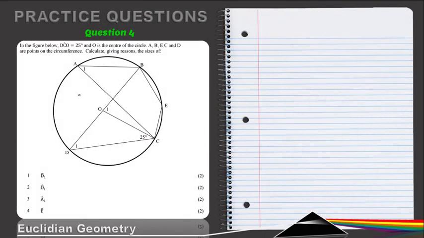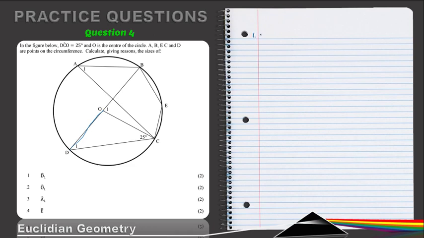So for question 4, in the figure below, DCO is 25 and O is the center of the circle. A, B, E, C, and D are points on the circumference. Calculate, giving reasons, the sizes of. So we start with D1. Now D1, if we look at this triangle, we see this is the center. So OD is our radius, and OC is also our radius. So then it means that we're working with an isosceles triangle where these two base angles are equal.